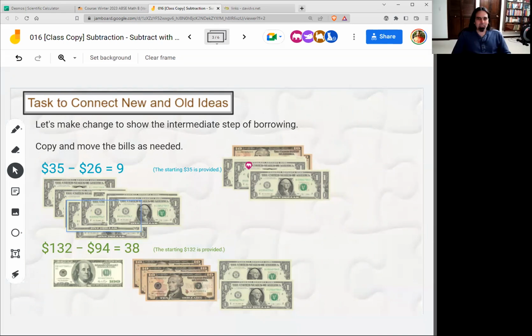Okay, another brave volunteer. Thank you, Liv. Second one, we have 132. We want to move 94 out and leave 38. How would we do that?